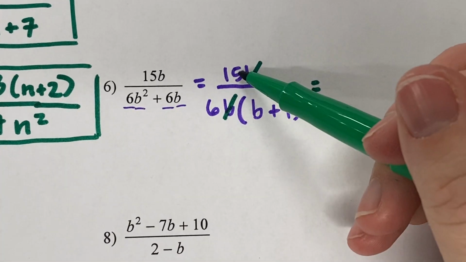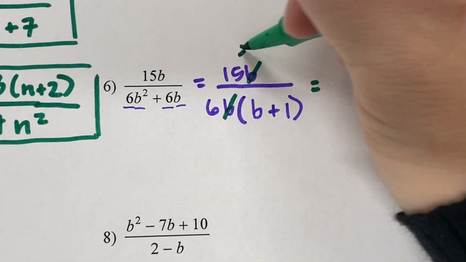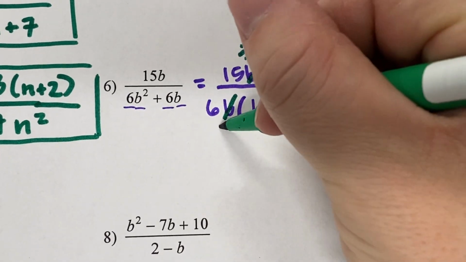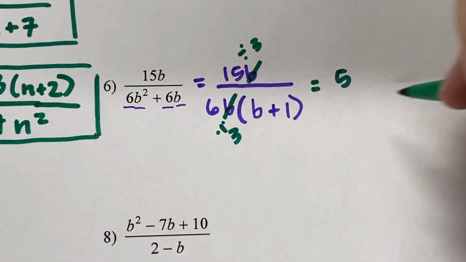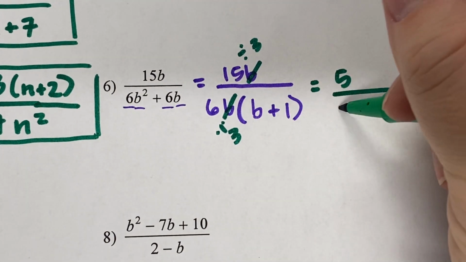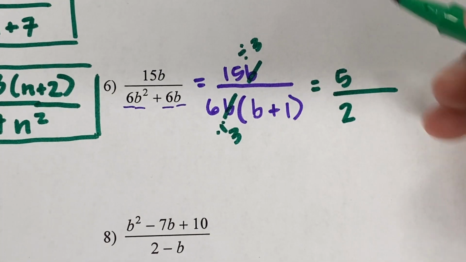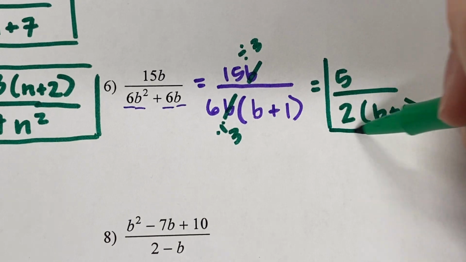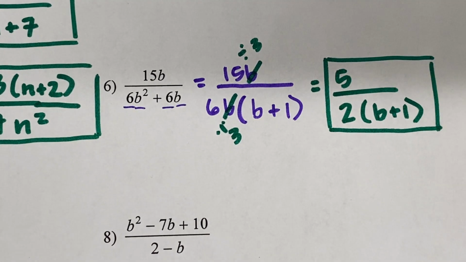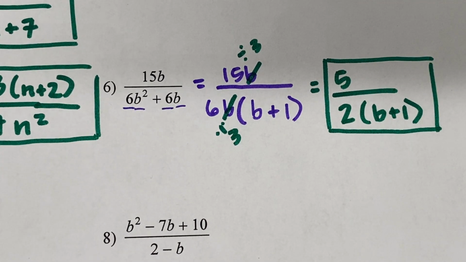And then I can reduce 15 and 6 because I can divide both of those guys by 3. 15 divided by 3 is 5. 6 divided by 3 is 2. And then on bottom, I still have my b plus 1. So final answer, 5 over 2 times b plus 1.